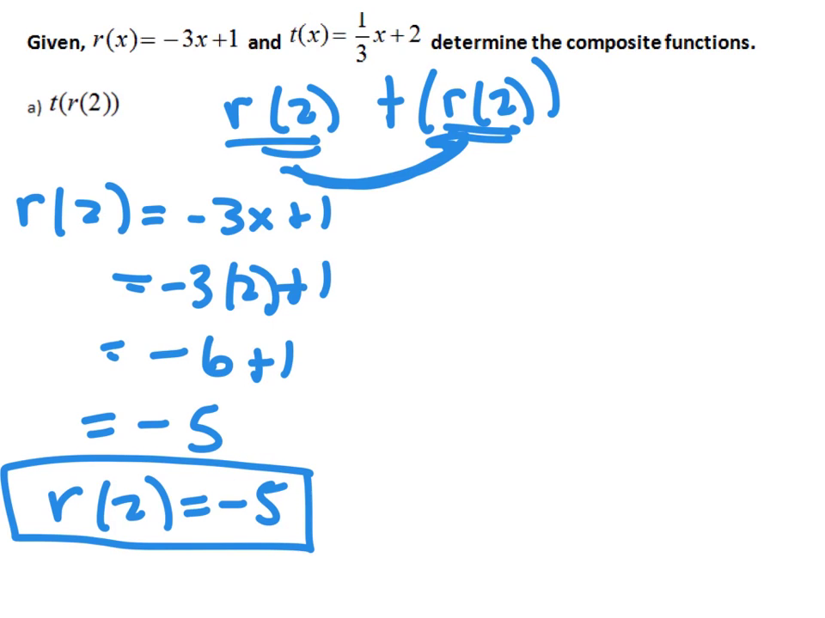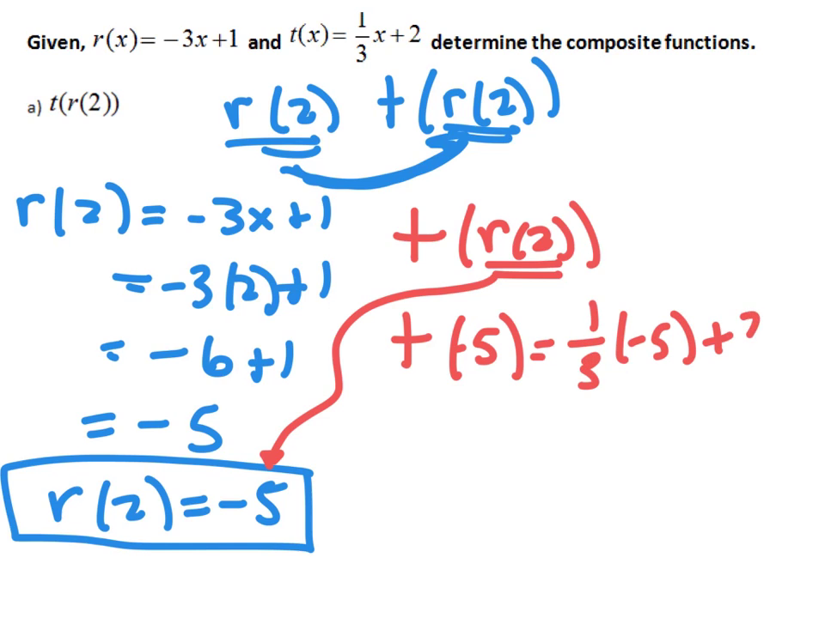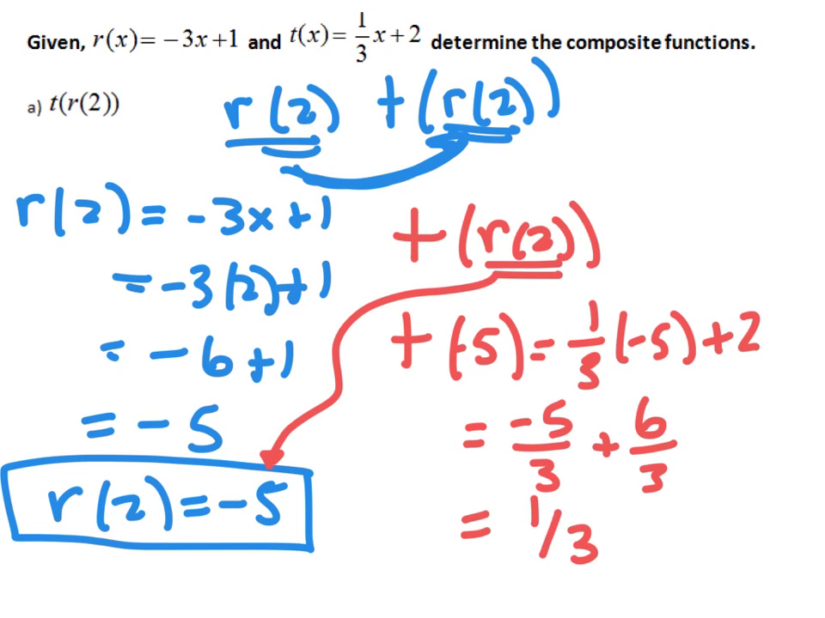So if we want to know t with r of 2, the idea is r of 2, we know what it is, it's negative 5. So this is kind of just saying what's t of negative 5, and so if we substitute in 1/3 times negative 5 plus 2, we get negative 5/3 plus, and if we turn 2 into thirds, we get 6/3, and we get 1/3. Notice this is the same answer that we got in the other case. So there's kind of 2 ways to do it.